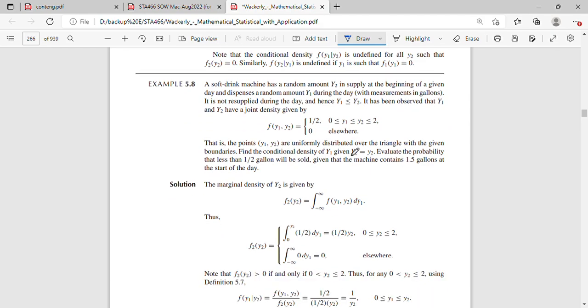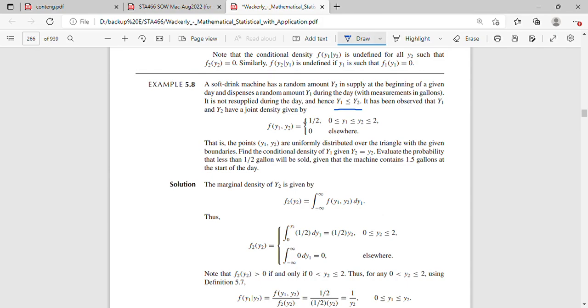Okay, a soft drink machine has a random amount y2 in supply at the beginning of a given day and dispenses a random amount y1 during the day. It is not resupplied during the day and hence y1 is less than or equal to y2. Ini adalah statement untuk interval. Okay. It has been observed that y1 and y2 have a joint density function given by this. Okay, dia bagi you joint function. And the function is 1/2.